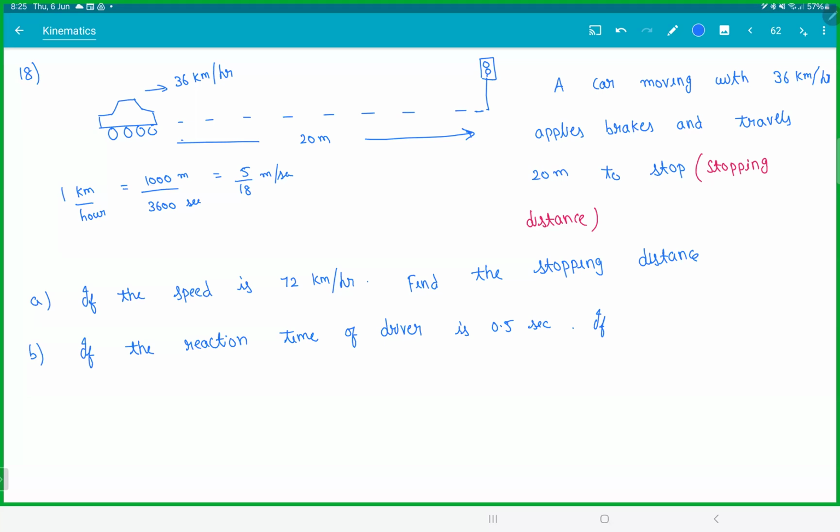That's what we call distraction. So let's say this driver is driving a little rashly. If the speed is 108 kilometers per hour and his reaction time is 0.5 seconds, at what distance should he see the signal so that the car stops at the signal when brakes are applied?